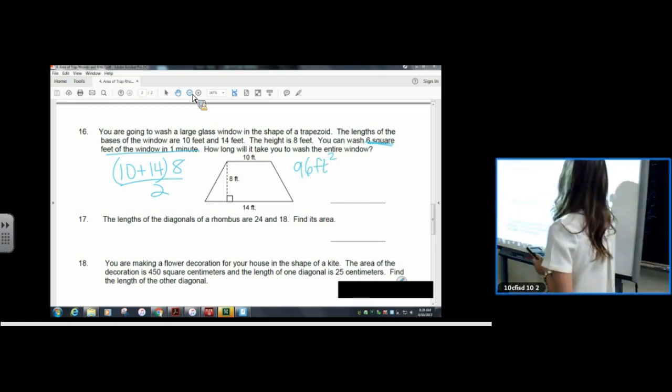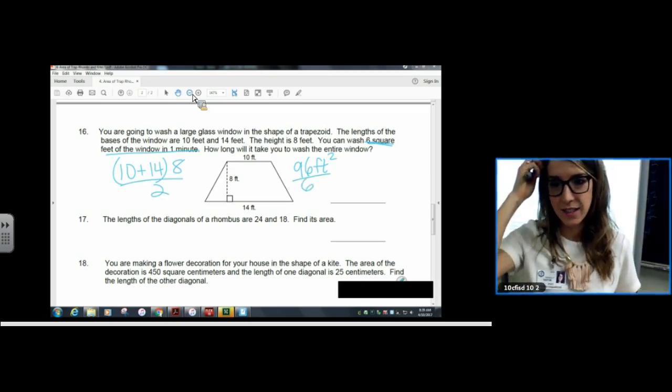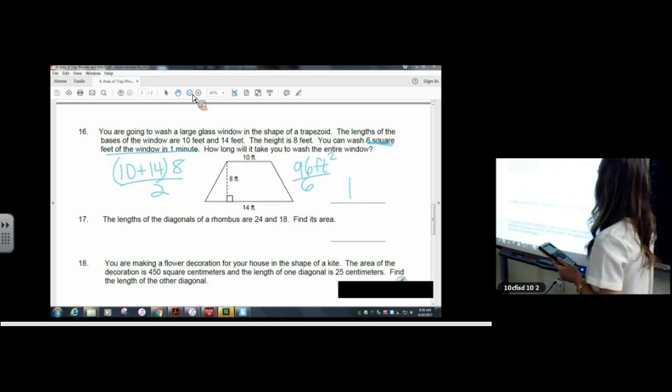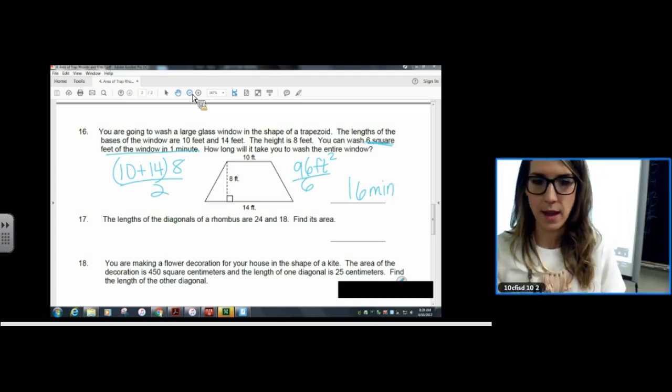You can do 6 feet per minute. So if we just divide this by 6, we know how many minutes it will take us. It will take us 16 minutes. You can set up a proportion, or you can just divide by 6.